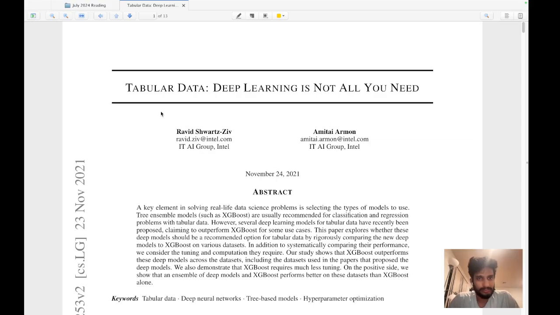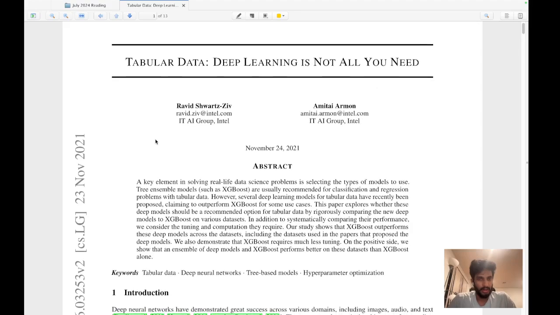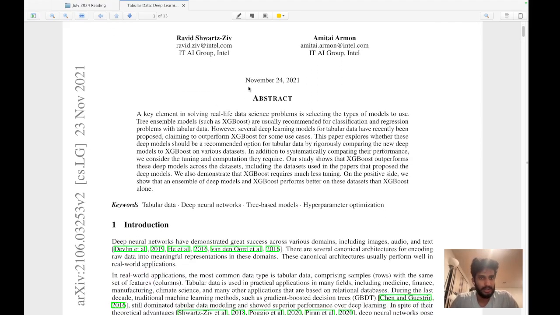Right. So the title is Tabular Data: Deep Learning is Not All You Need. Abstract. A key element in solving real-life data science problems is selecting the types of models to use. Tree ensemble models such as XGBoost are usually recommended for classification and regression problems with tabular datasets. Kind of putting words into the paper, but let's try to be more accurate.